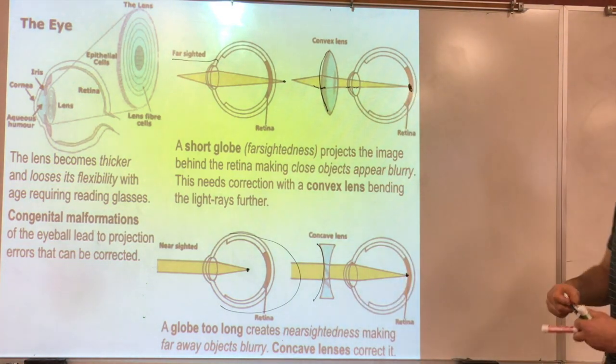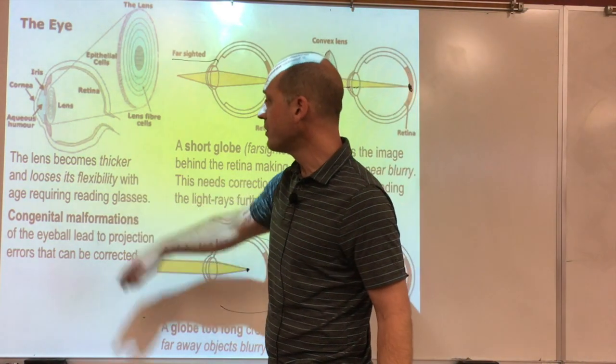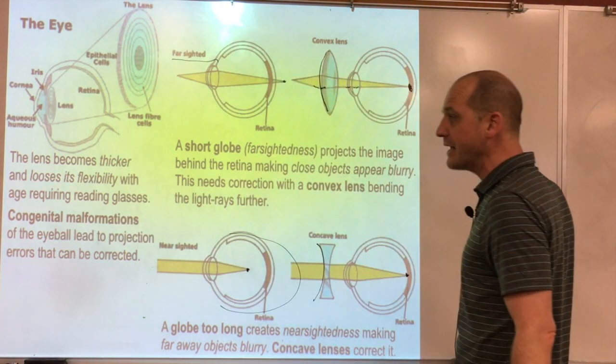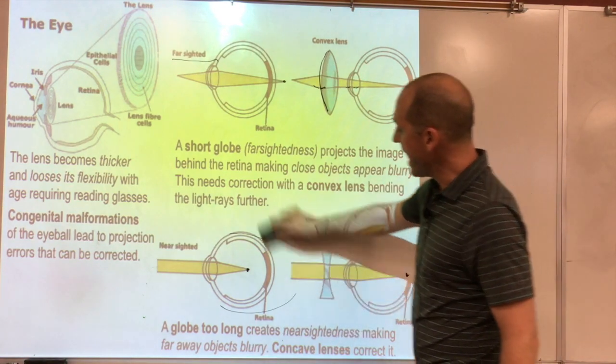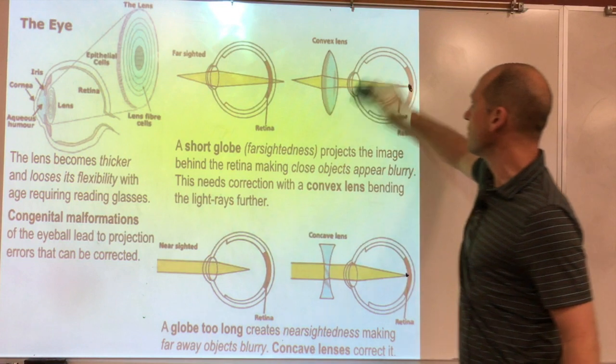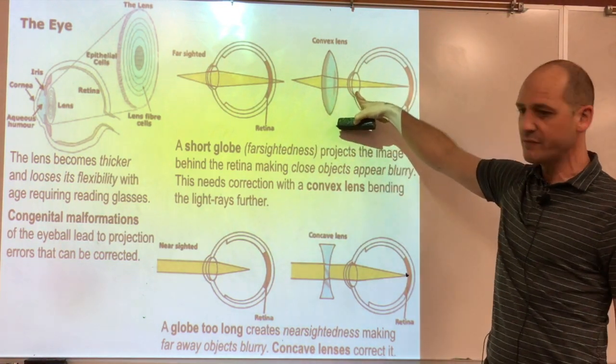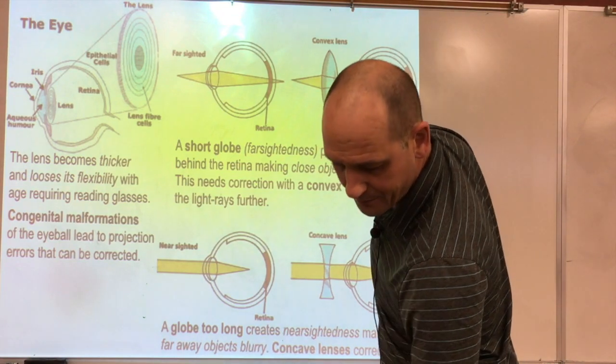A lens also becomes thick and loses flexibility as we get older, and that requires reading glasses. That is in addition to the congenital malformations of the eyeball. It's because the lens itself in here is not as flexible anymore. That's why that is.